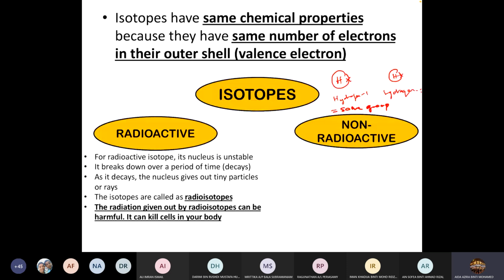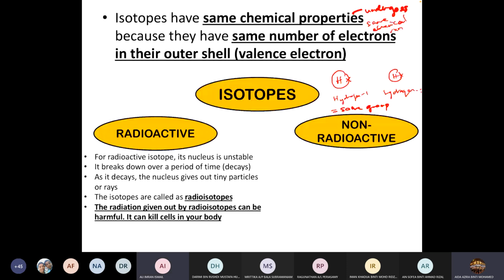Maksud chemical properties means they undergo same chemical reaction. They react similarly. Kalau hydrogen 1 boleh react dengan oksigen, hydrogen 2 pun boleh react dengan oksigen. Itu maksud dia. Faham? Okay. Alright. Sikit lagi teacher habiskan sikit lagi.